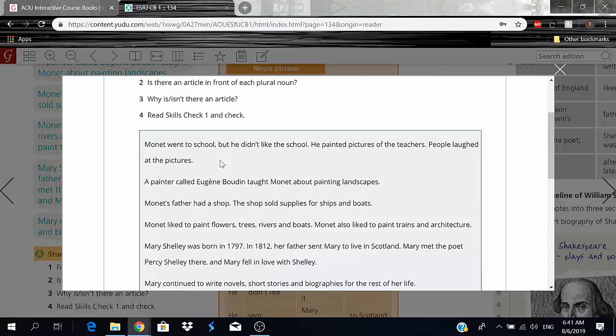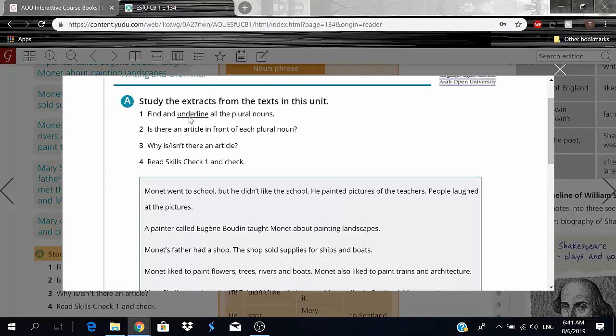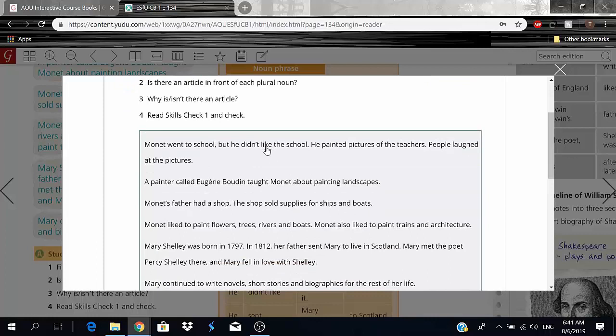So the first one: Monet went to school, but he didn't like the school. He painted pictures of the teachers. People laughed at the pictures. Okay, what does he want? I think he wants us to underline all the plural nouns. So we can underline the pictures. He painted pictures, this is a plural noun. What else can I see? I can see people. People is also a plural noun. It doesn't necessarily need an S at the end, but you get the idea. People, plural. Laughed at the pictures again.